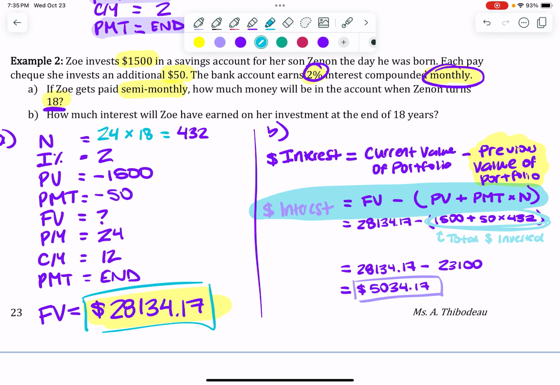The next way I could have asked this question is I could have just said, over the span of 18 years, how much did Zoe invest in the account? And that's just this. I do not like the color of that highlighter with the light blue.